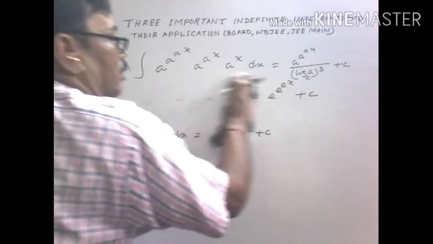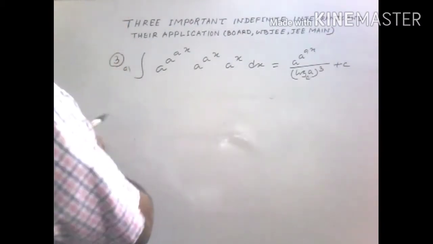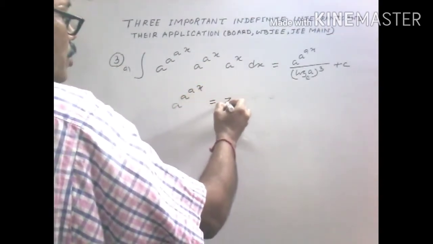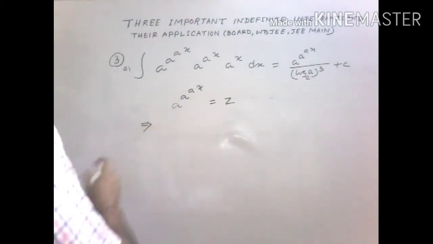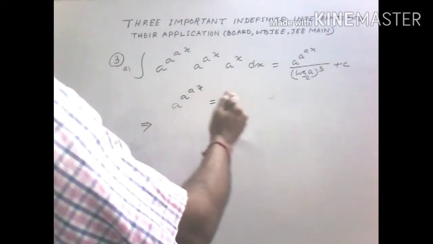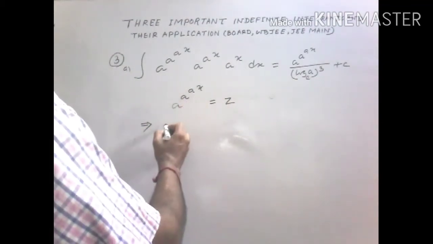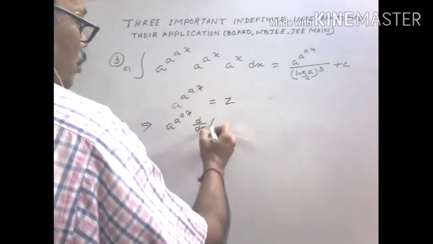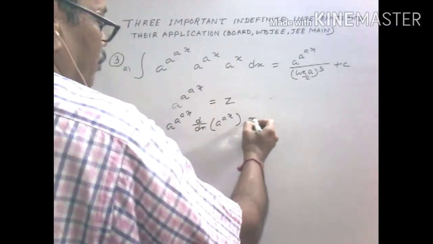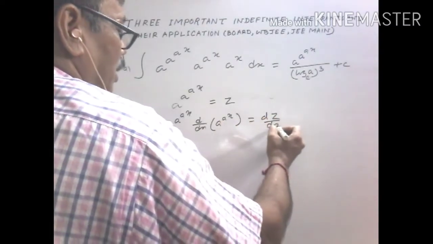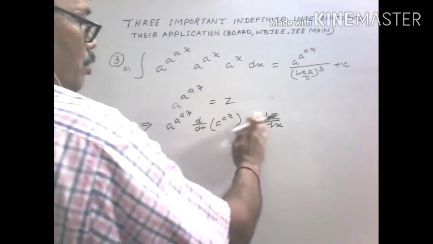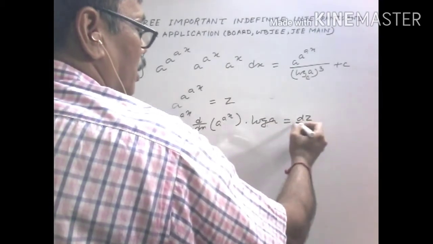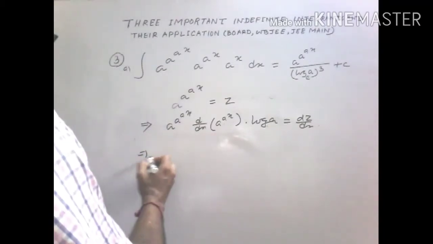So you know how to prove it. If you want to prove this result, then what is our transformation? So a to the power x equals z. So derivative of this into d/dx of a to the power x. So dz by dx into log a, dz by dx.